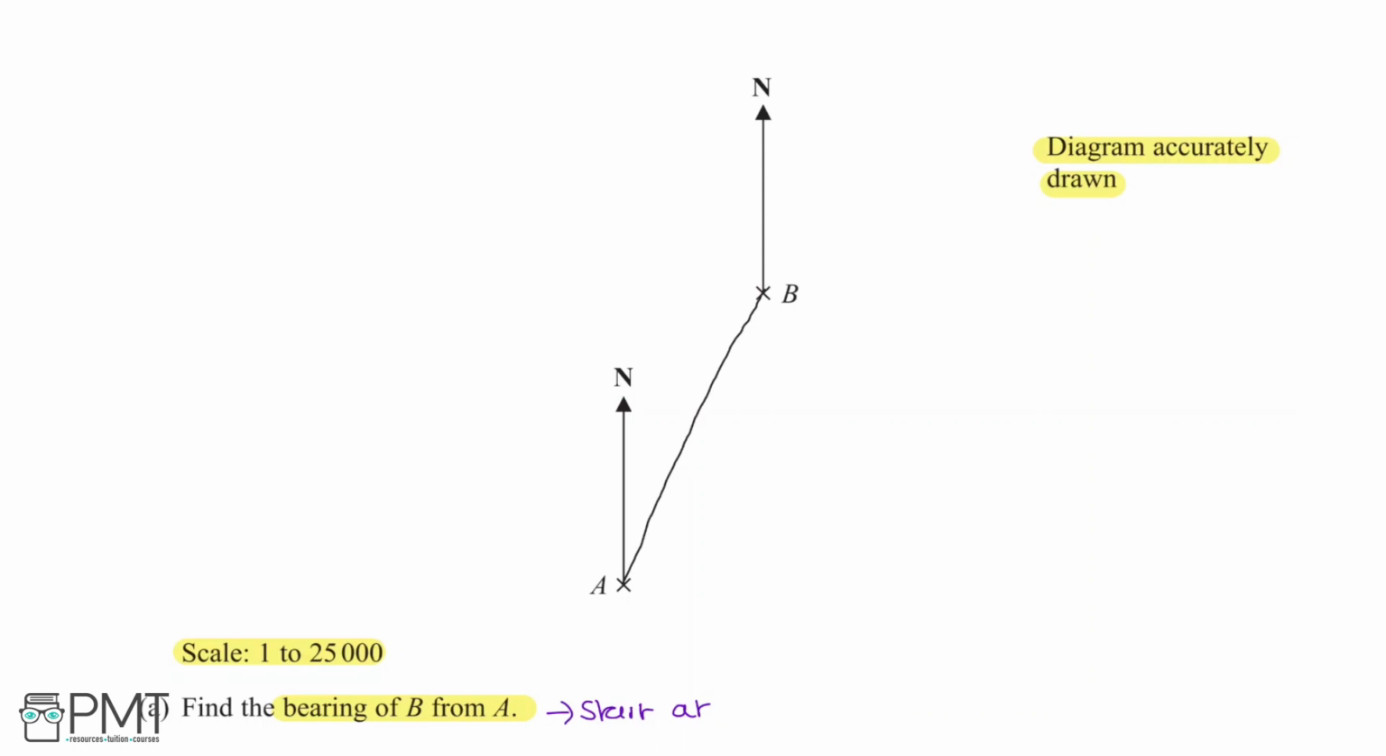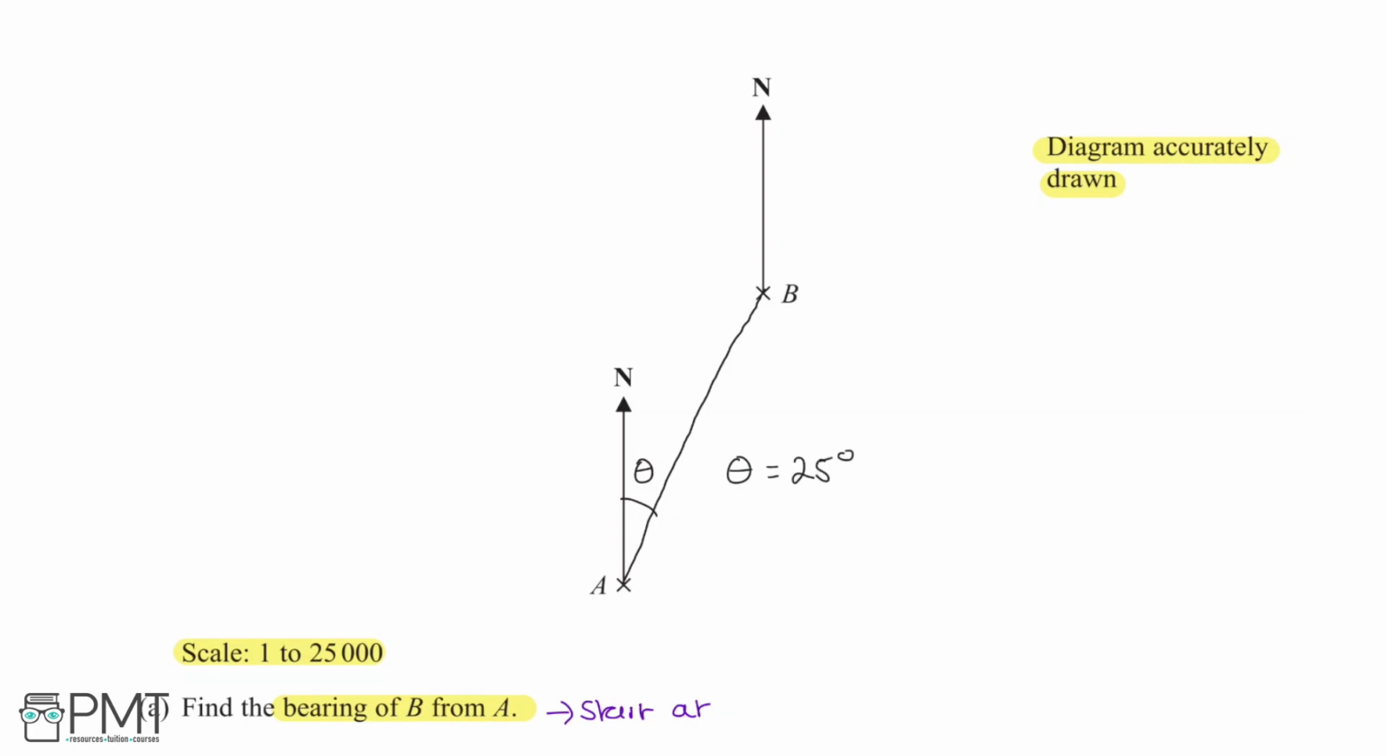So we're going to start at A and go to B. This is our line A, and to go to B we need to rotate by this angle here. We're just going to call that theta. So this angle theta is our bearing of B from A, and if you were to use a protractor you will get that theta equals 25 degrees.